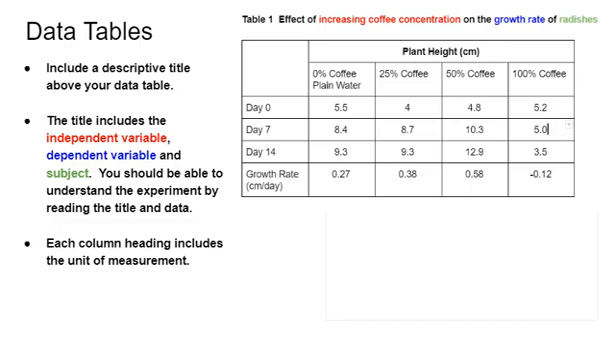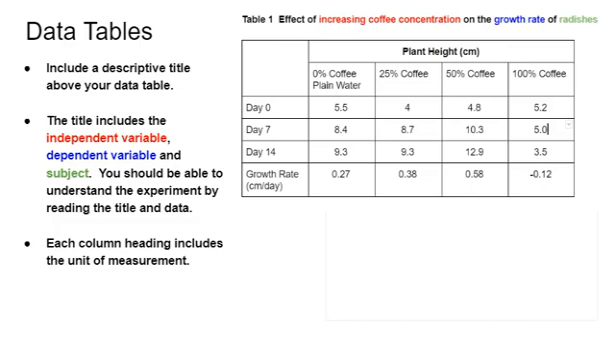I also want you to look at each column heading. Notice that it says 0% coffee, 25% coffee, 50% coffee, and 100% coffee. That shows us our unit of measurement. We were measuring unit by the percentage or the concentration.